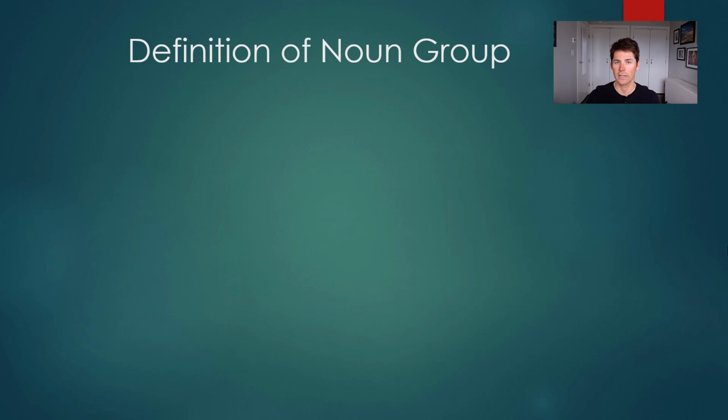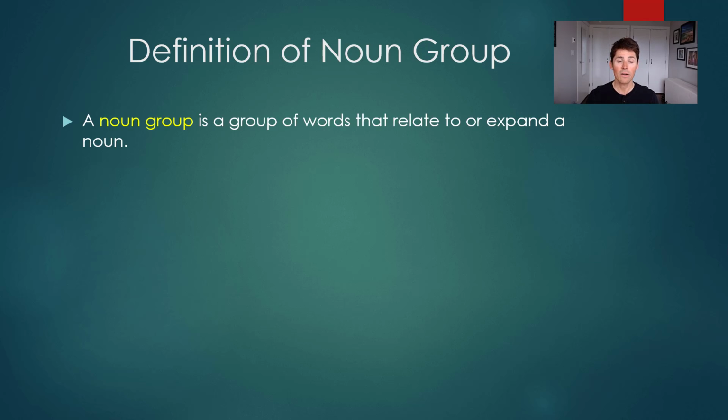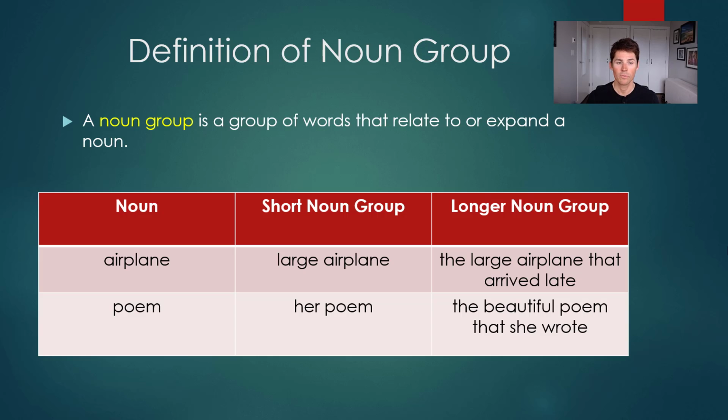First, in order to understand nominalization, we need to understand what a noun group is. A noun group is a group of words that relate to or expand a noun. For example, we can have very short, simple nouns such as airplane. We can expand those nouns to noun groups such as large airplane. We can further expand them to longer noun groups such as the large airplane that arrived late.